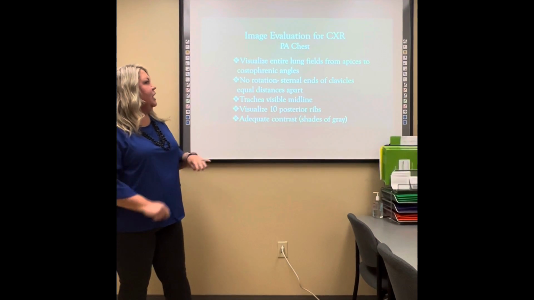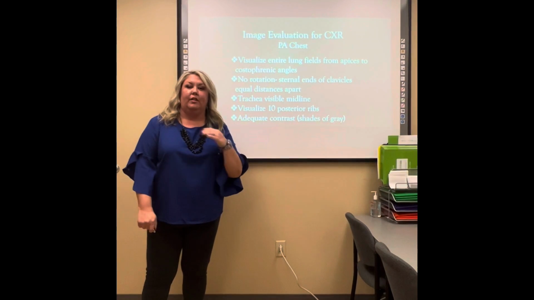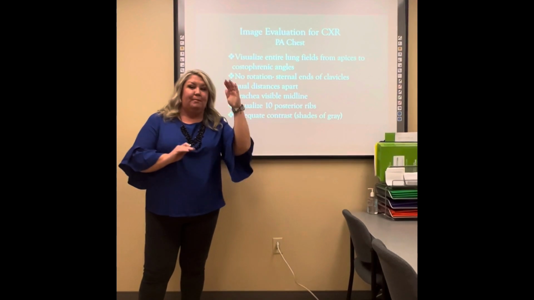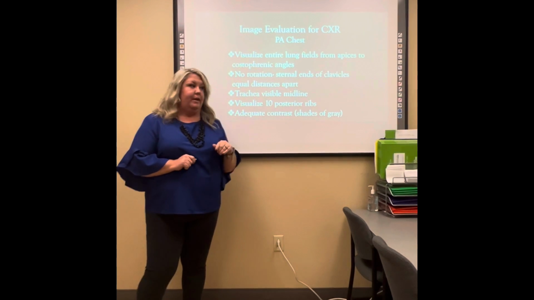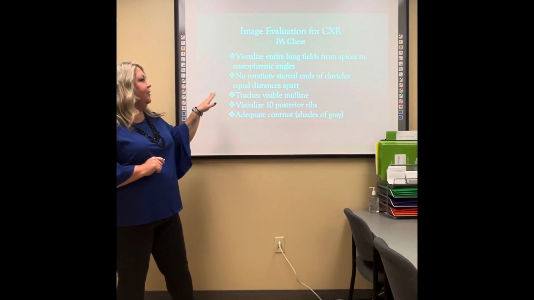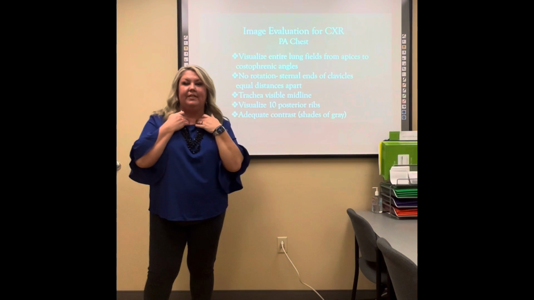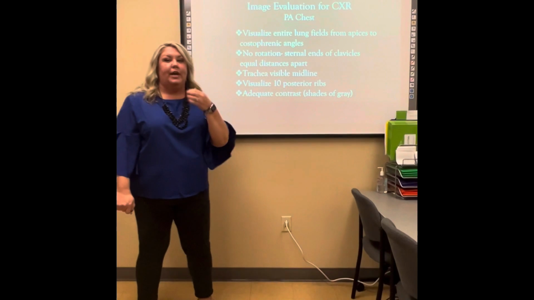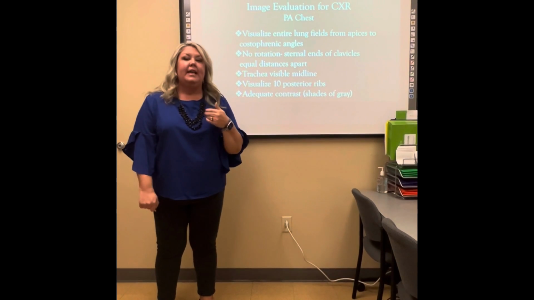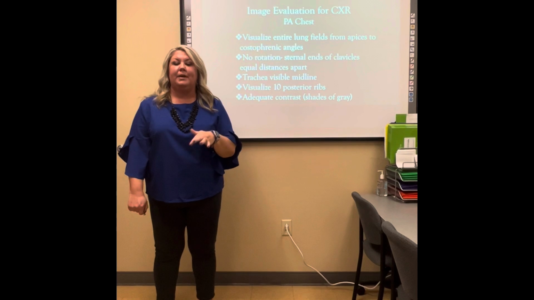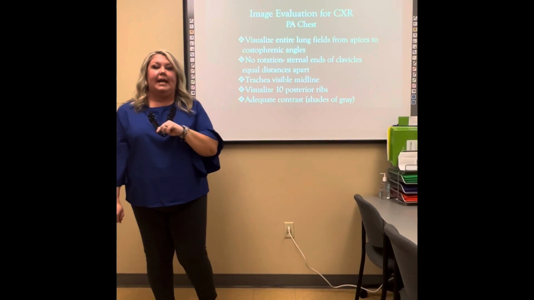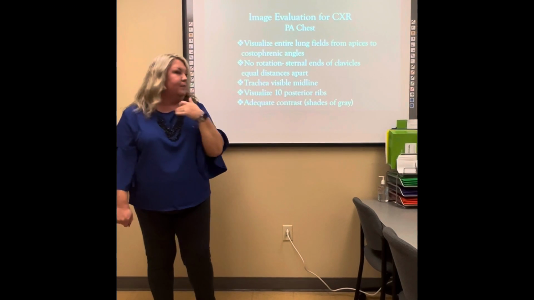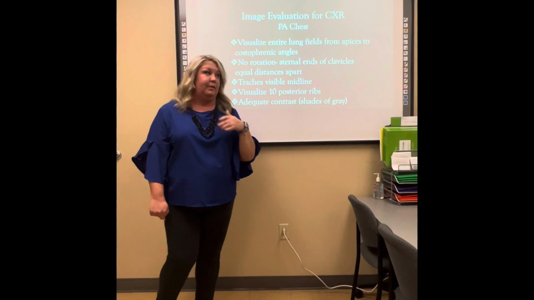So for the PA chest, we need to make sure that we can visualize the entire lung field. That means from the apices at the top to the costophrenic angles at the bottom. If both of those aren't on that, then we need to shoot another image. We need to make sure that there's no rotation, that the sternal ends of the clavicles are equal distances apart. We need to make sure that the trachea, we talked about the trachea as our airway, that it's visible midline. You'll be able to tell that because on an x-ray, we know that air is black, and so that trachea will be able to see the black air going down. We need to make sure that it's midline of the body.